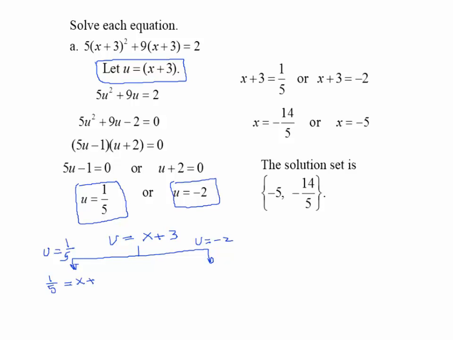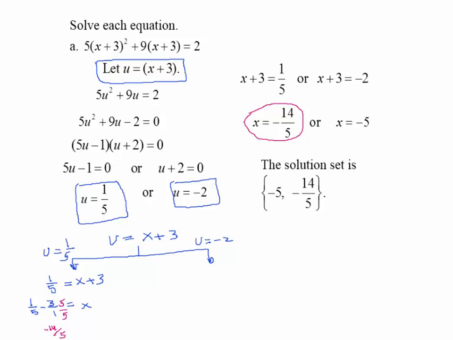So the first case, 1 over 5 is equal to x plus 3. So if I go ahead and subtract 3 from both sides of the equation, I have to find the LCD, which is 5. I put 5 here and 5 over 5. So it would be minus 15 over 5. Then I have 1 over 5, so that gives me minus 14 over 5. That's how we get this answer.